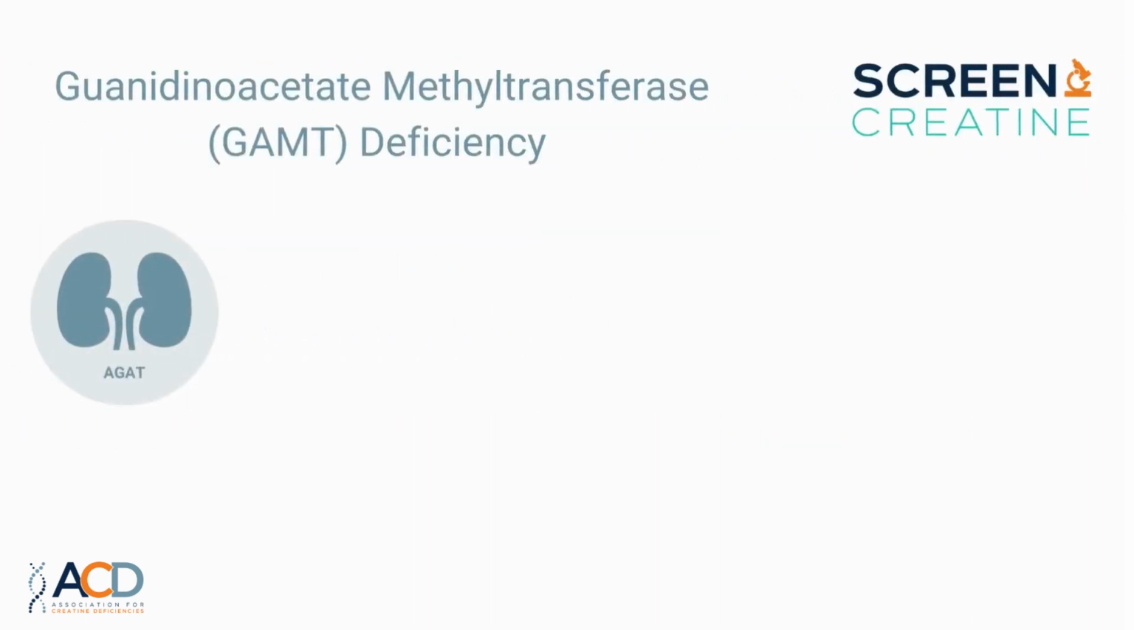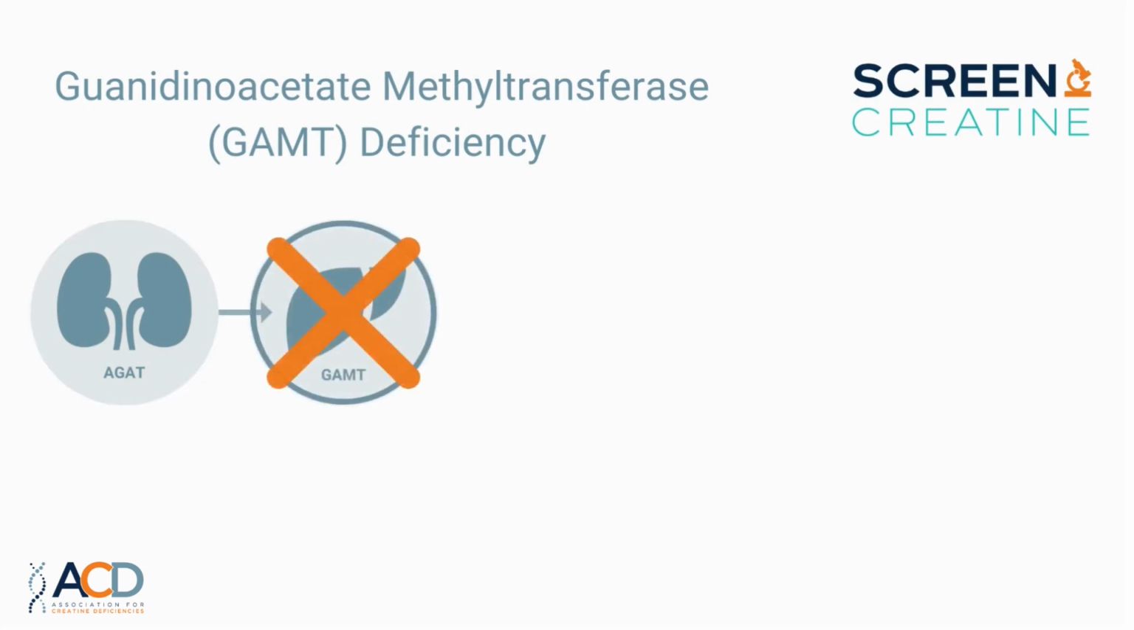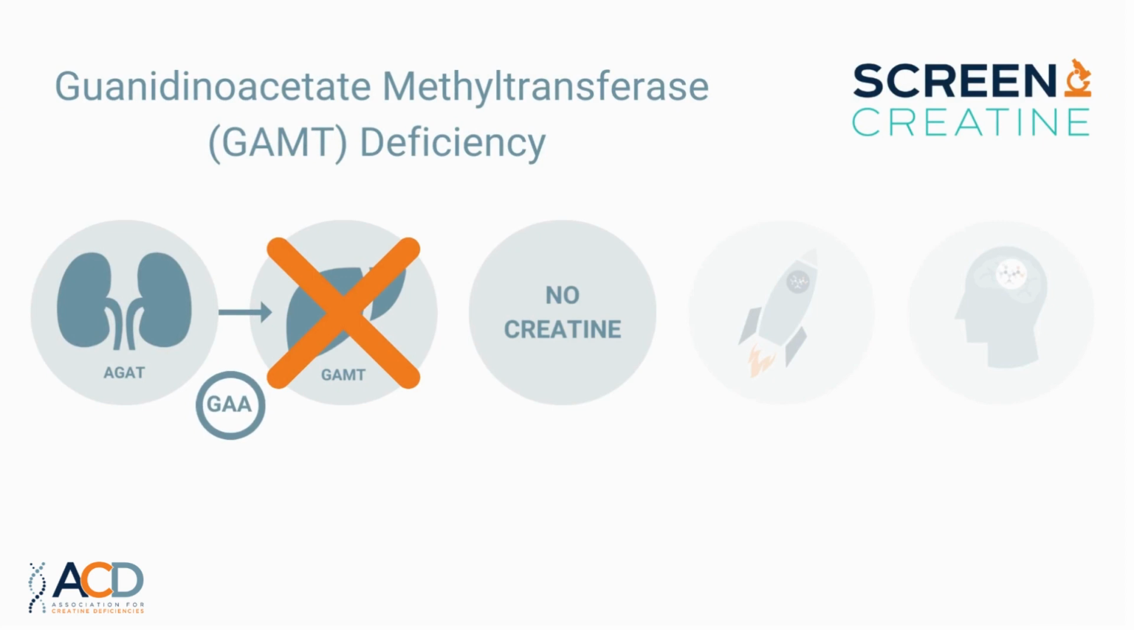In GAMT deficiency, patients have the AGAT enzyme, but they lack the GAMT enzyme. Because of this, guanidinoacetate created by the AGAT enzyme builds up and is not converted into creatine.